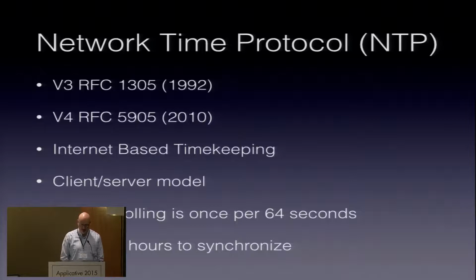This is a client-server model. Your default polling time is once per 64 seconds. So that means it can take hours to synchronize with another clock because you're not asking that often. Now you can reduce the polling period, but you can't reduce it that far. You can reduce it down to a few seconds. And if you're polling across the internet, it's just going to take a long time to synchronize.